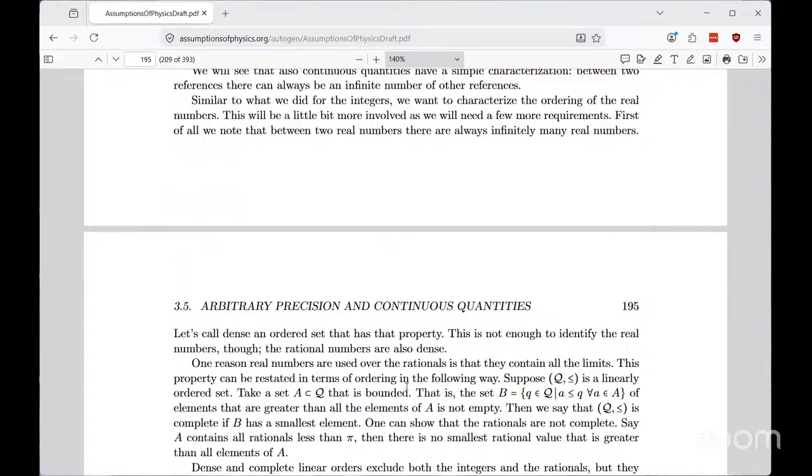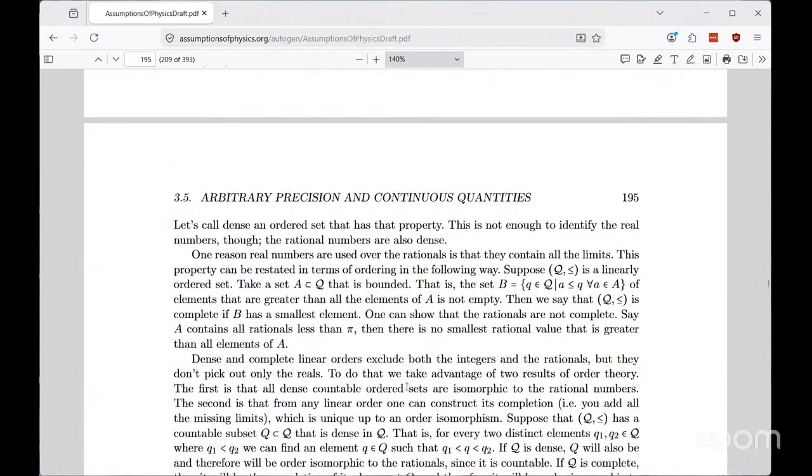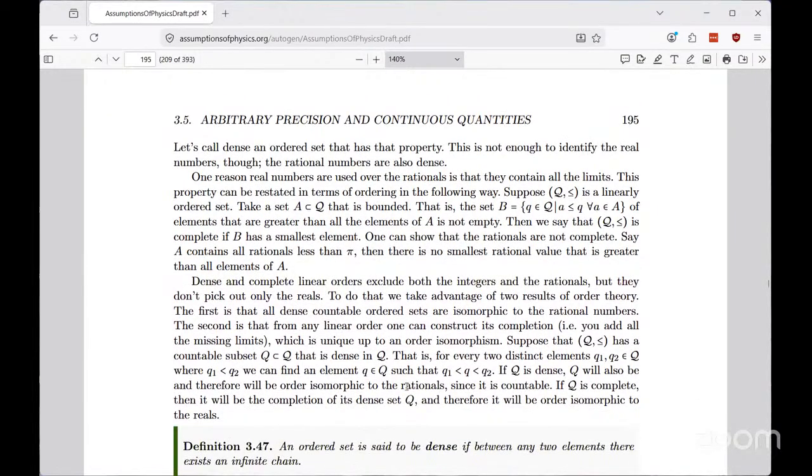First of all, we know that between two real numbers, there are always infinitely many real numbers. An ordered set that has that property is called dense. This is not enough to identify the real numbers, though. The rational numbers are also dense.